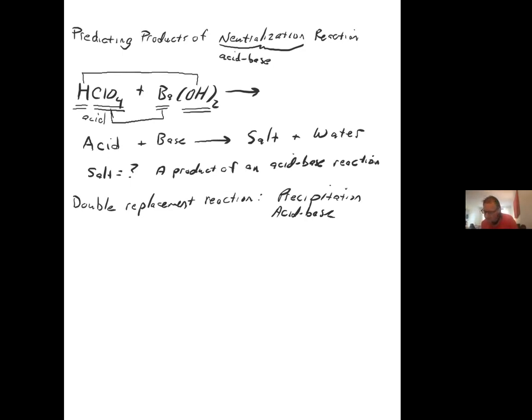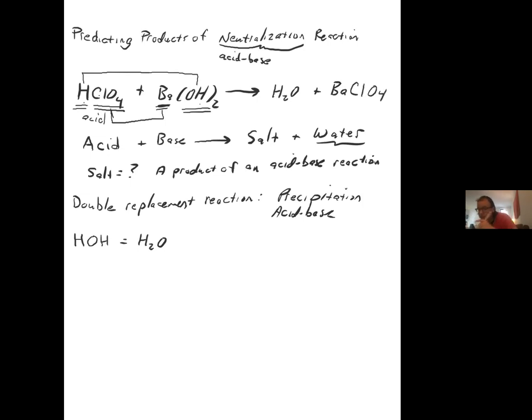So let's just be careful about this. What do you get? You get H and OH. If you combine H and OH, we generally don't write it that way. We write it as H2O. HOH is really H2O. So I'm taking the H and the OH and getting H2O. There's one of our products, the water. What about the other one? We take the barium and combine it with the other ion, the polyatomic ion called perchlorate.